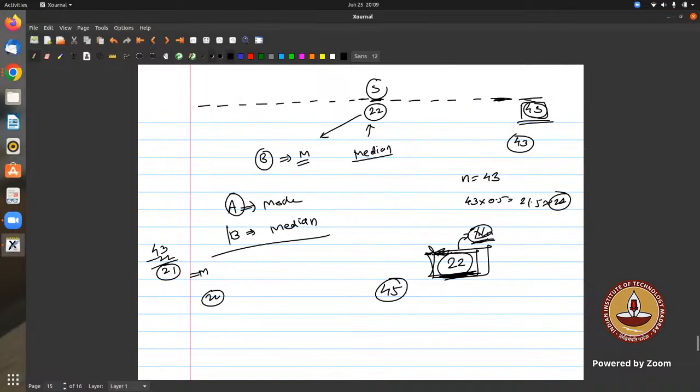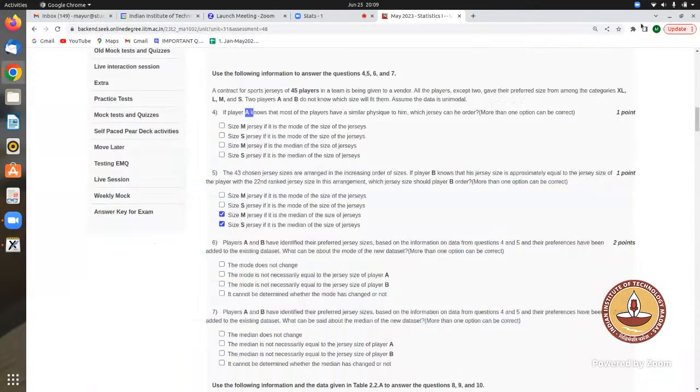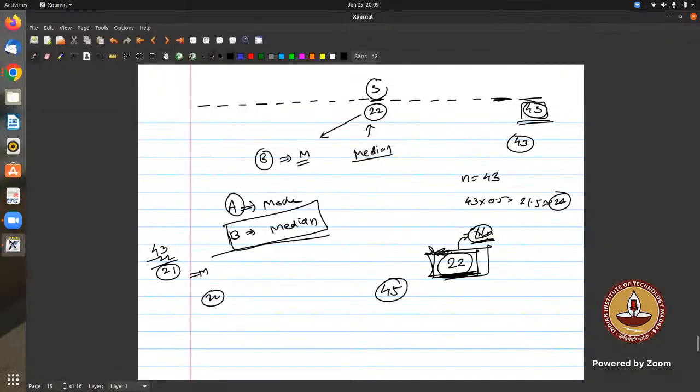Let's talk about median. B will wear the median of jerseys, right? Okay. Now we'll go through the options. The mode does not change. The mode is not necessarily equal to the jersey size of player A. The mode is not necessarily equal to the jersey size of player B, and it cannot be determined whether the mode has changed or not. Now this is an interesting point.